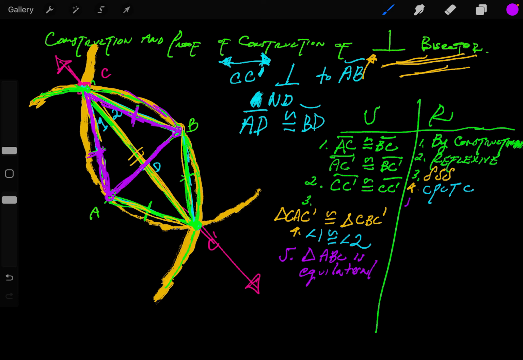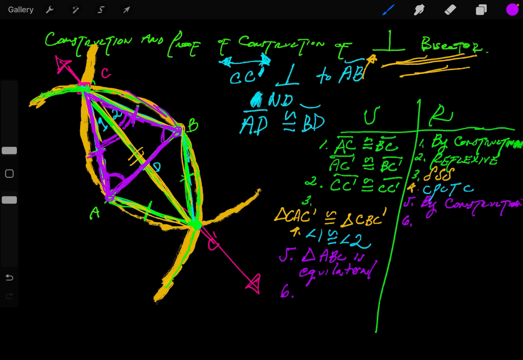And I'm going to say by construction again. And we could say by the construction of an equilateral triangle, what we did before, right? We proved that this triangle is equilateral. Now, in an equilateral triangle, all of its angles are congruent. So then that means that this angle is congruent to this angle.